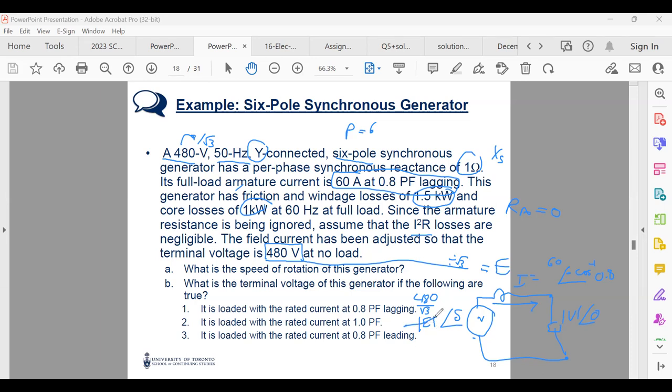For the E, I already have the magnitude, right? But I don't have the angle. Okay.